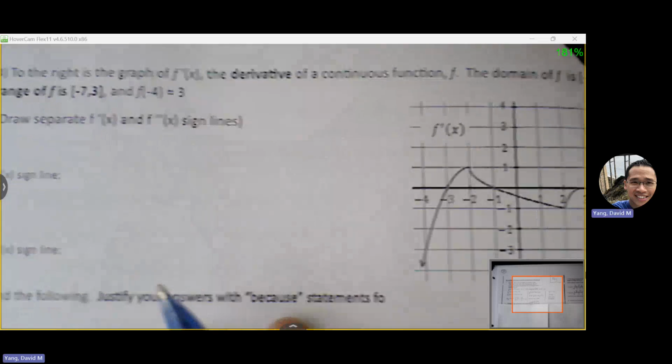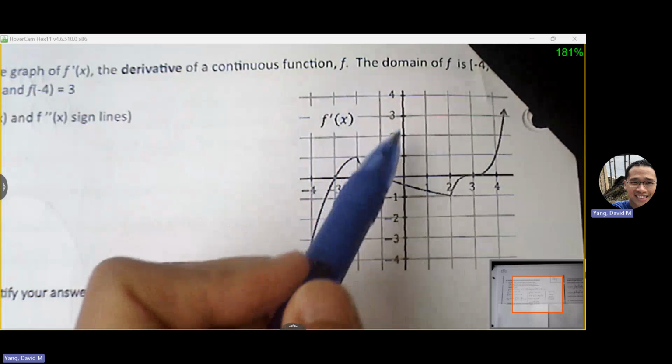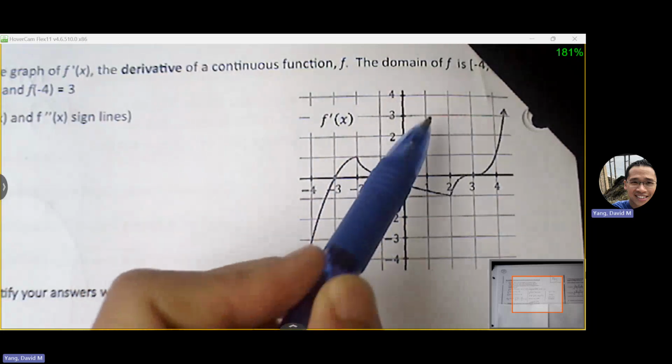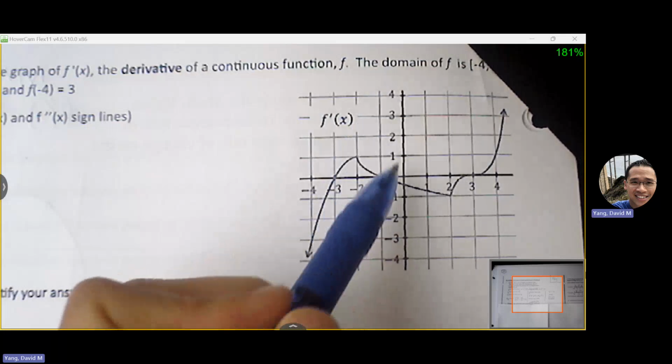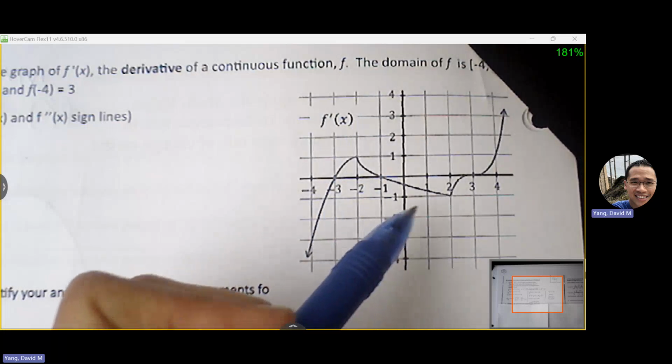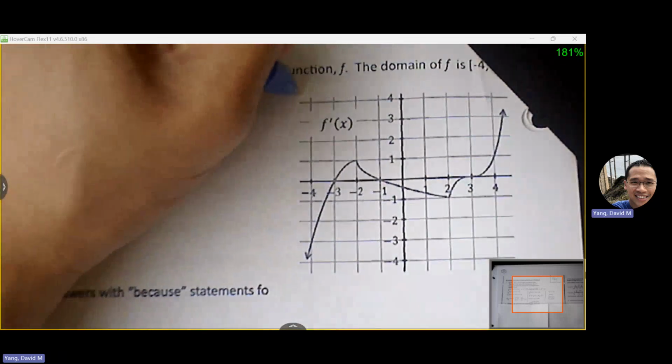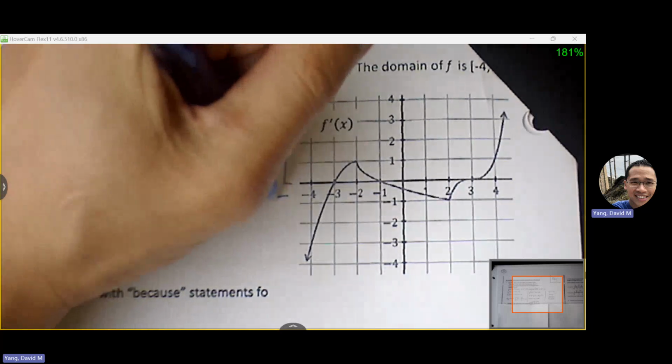So let's create our sign lines here. Remember, if you're looking at a derivative graph, your y-axis doesn't represent location anymore. It represents the slope value of your original graph. So to remind us of that, we're going to indicate what we're looking at.